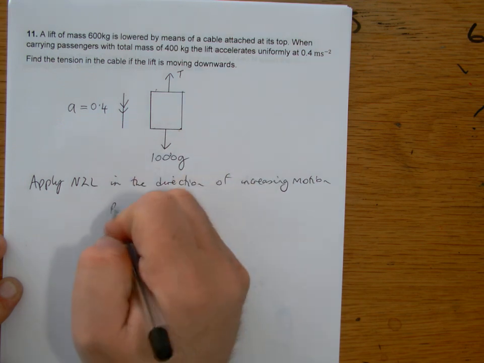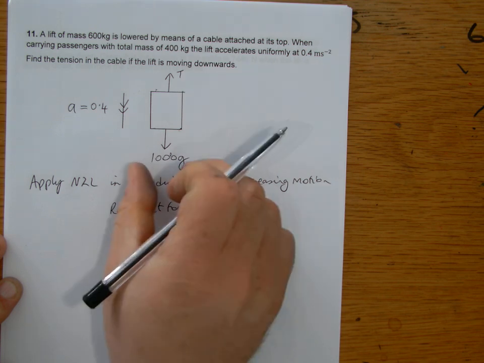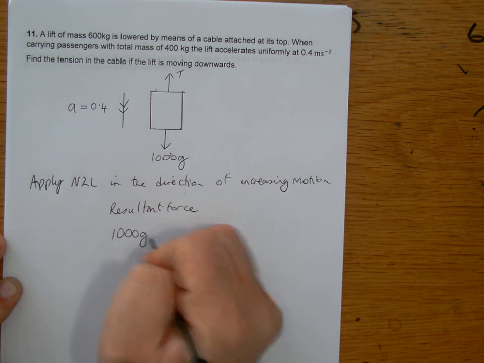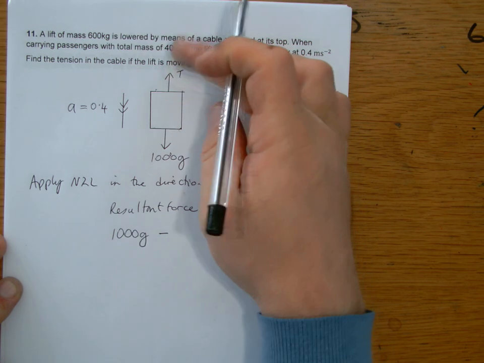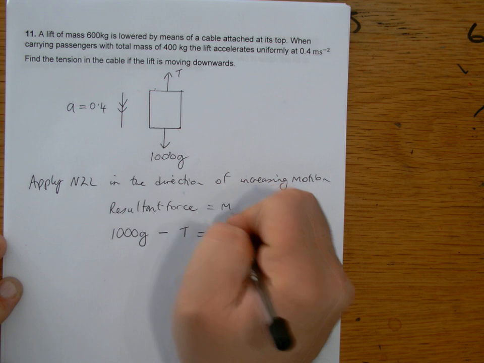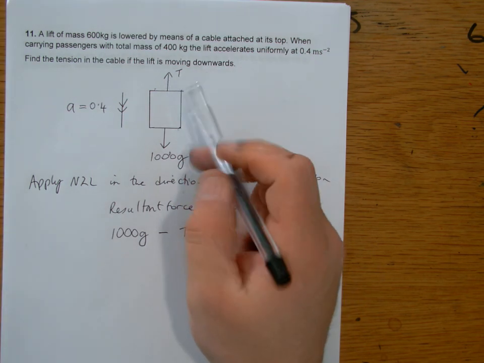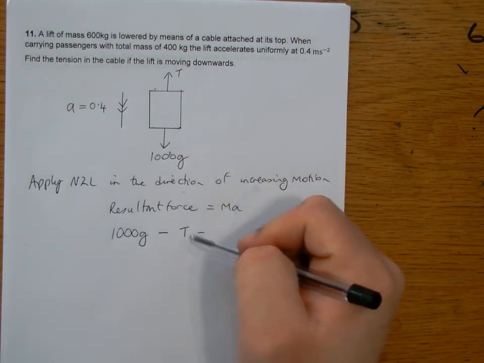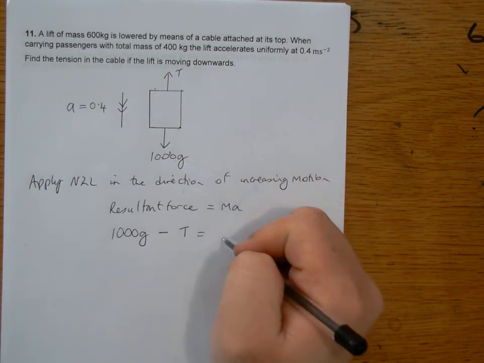So in terms of resultant force, the driving force would be the weight of this lift, which would be 1,000 g, and then we take away what's resisting it. So the pull of that cable is resisting it. Of course, we still need to have the cable there, we need that resistance, otherwise it's just going to drop under gravity. So there will be tension in that cable, but it will be less than the weight, so that it ends up moving downwards.